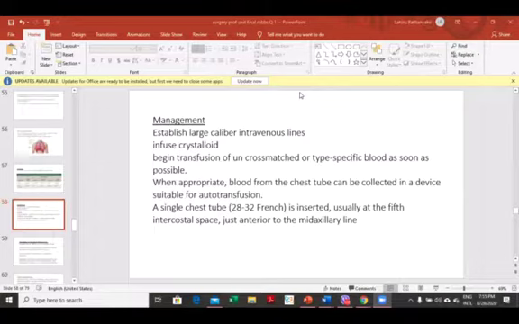And when examining breathing, what are the conditions? Tension pneumothorax and massive hemothorax. Tension pneumothorax, what do you do? Needle thoracostomy or finger thoracostomy. And massive hemothorax, I previously mentioned that.